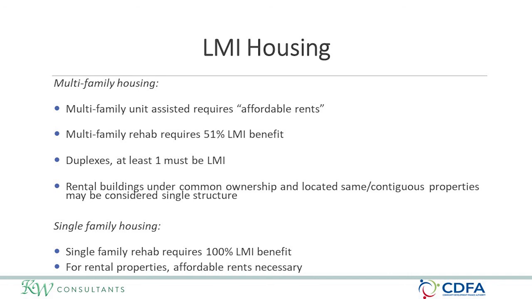If you're doing something like a duplex where there are only 2 units, you only have to meet 1 unit as LMI. The other unit does not have to be. But anything above that, 3 units, 2 must be LMI, 1 can be market rate. 4 and above, at least 51% of the units must be for affordable rents and have LMI households occupy them.